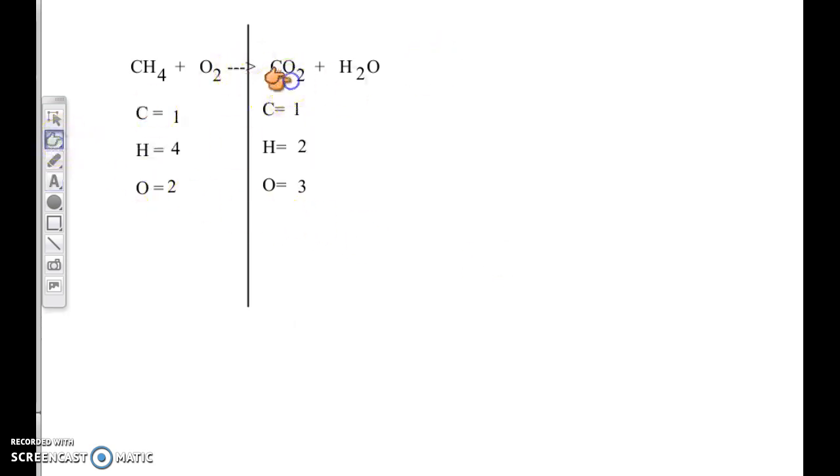Because there's 2 here plus 1 over here. This is the only time we add when we're balancing equations, is if we have the same element in 2 different places. So we have to add for a grand total. So we have 3.